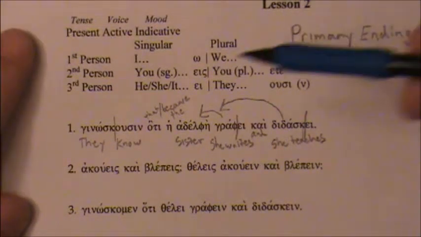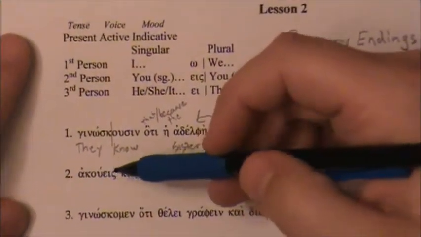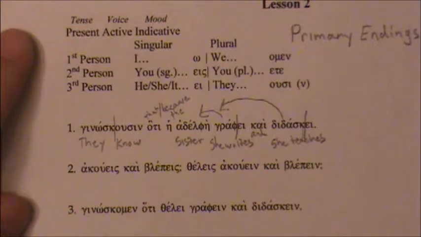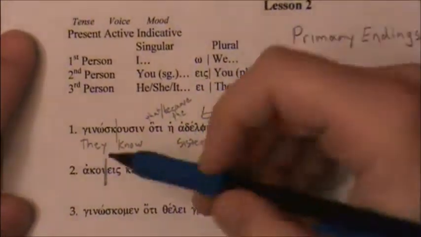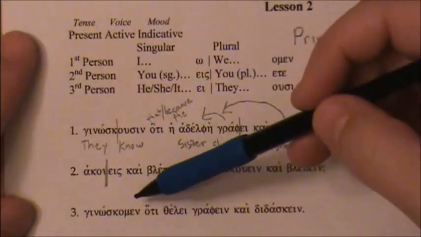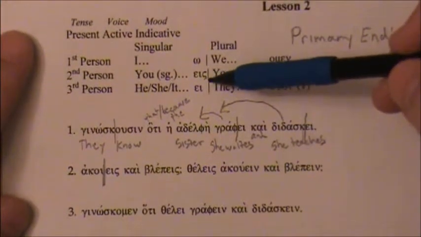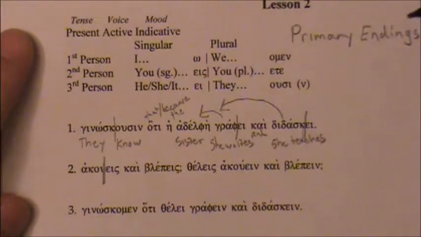Alright, so let's go into our sentence here. Akueis. Okay, well we know akouo is I hear. So we can kind of cut that in half right there to leave our ending. Omicron, epsilon iota, omicron, mu, epsilon, tau, epsilon, omicron, usi. So we have omicron, epsilon iota. Okay, so you, singular. Okay, so you hear.